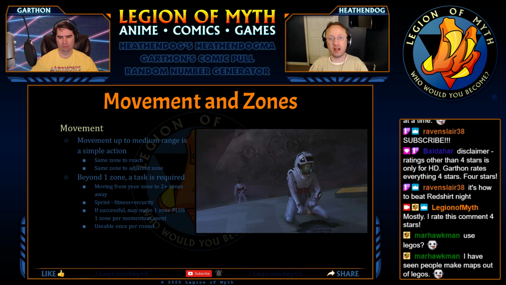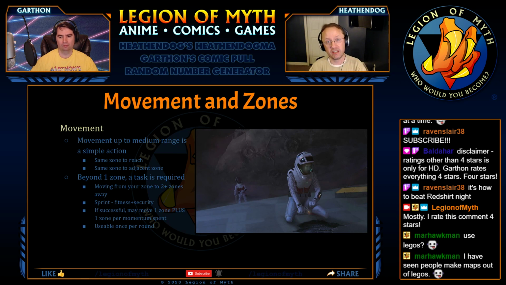And then there's close range. You're in the same zone. Now remember, I defined zone earlier: you're in the same room, or you're both in the quicksand, or you're both in the same area of the forest, or you're both in a field. You're in the same zone, that's considered close range. 1 zone away, that's medium range. 2 zones away is long range, and 3 or more zones away is extreme range.